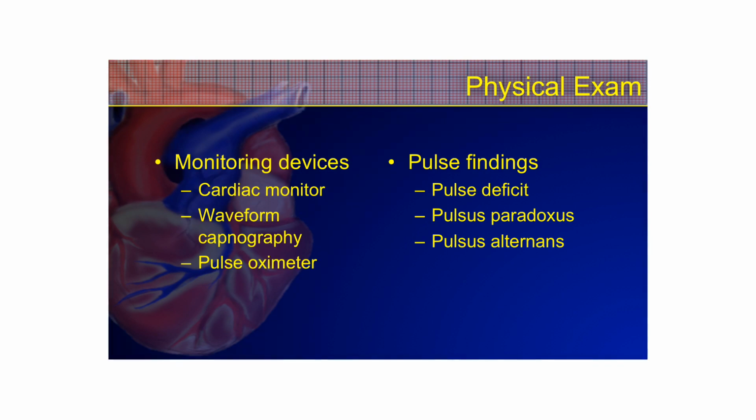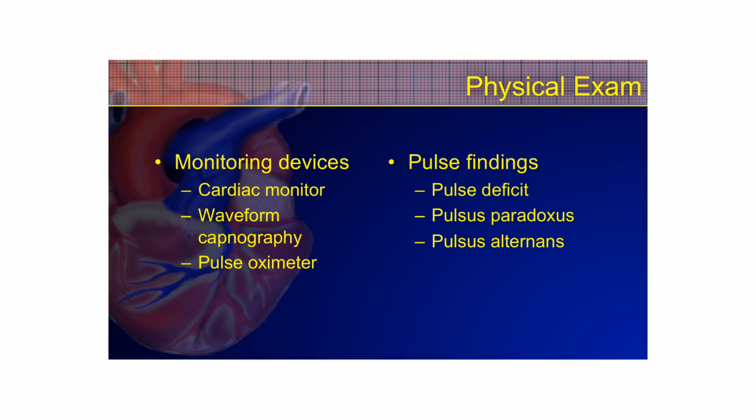You're also going to use the monitoring devices like your cardiac monitor, EKG, get your 12 lead, get your capnography, your pulse ox, all of those things. And your pulse findings in cardiac patients can also be helpful as well. You want to determine if there's a pulse deficit, of course, a difference between the apical pulse and the peripheral pulses, which would help you identify changes in pressure.